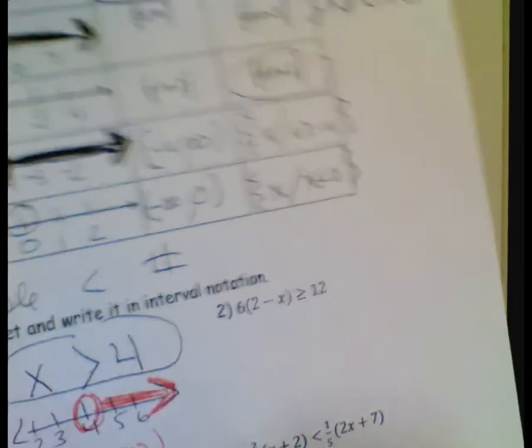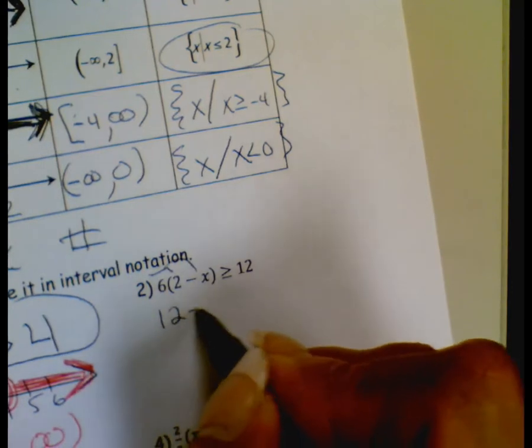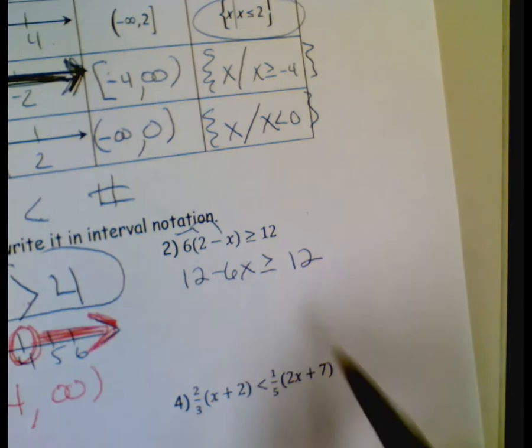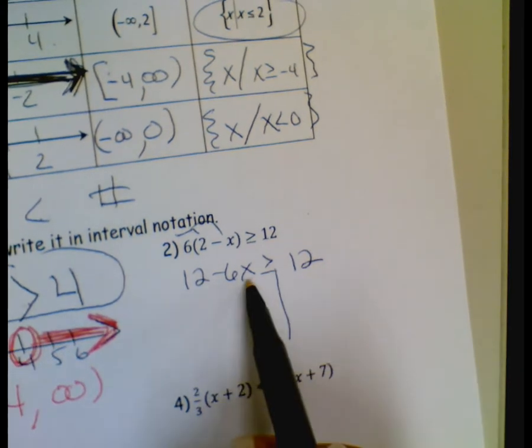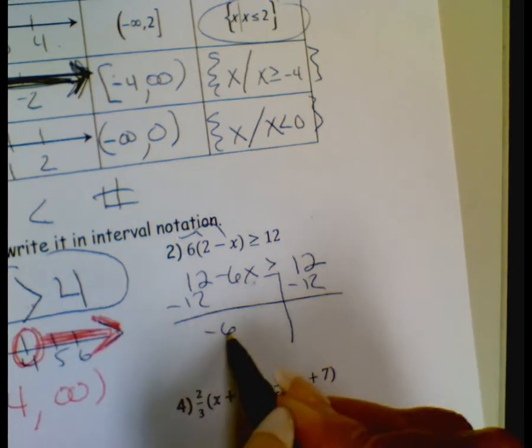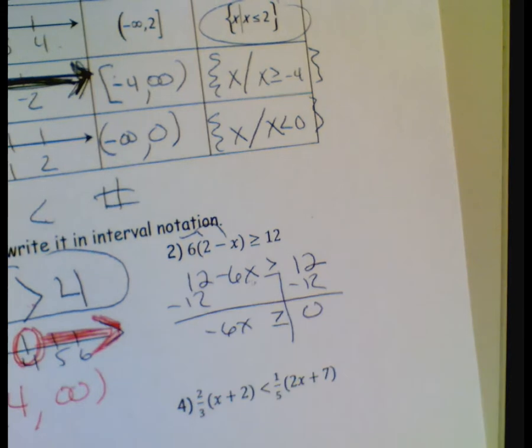So number 2, distribute your 6. You get 12 minus 6x is greater than or equal to 12. Make sure you distribute first. Now we're solving for x. Now the x is already on the left-hand side. That's good. Leave it there. Get rid of 12. Subtract 12. Negative 6x is greater than or equal to 0.